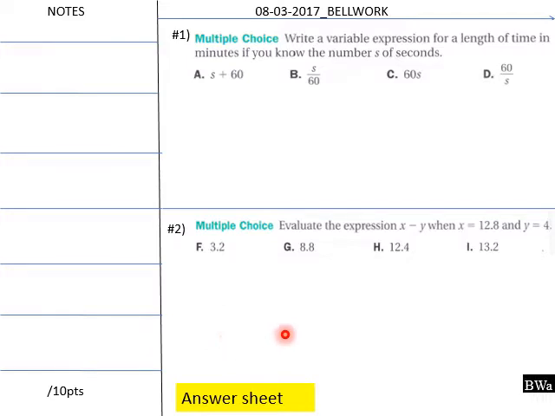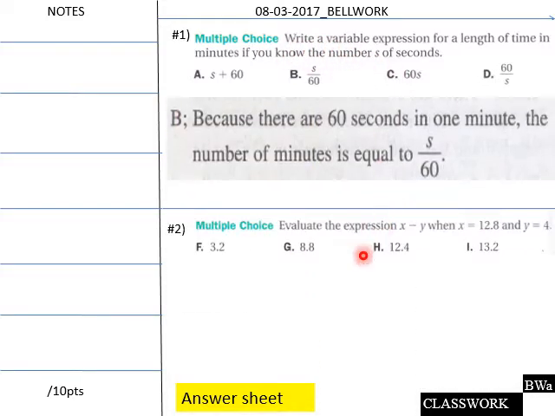Okay, welcome back for our solutions to our bell work. B, because there are 60 seconds in 1 minute, the number of minutes is equal to s over 60 for the number of seconds. And then for our number 2 here, x equals 12.8. We plug that into here and we get 8.8 for x minus y.